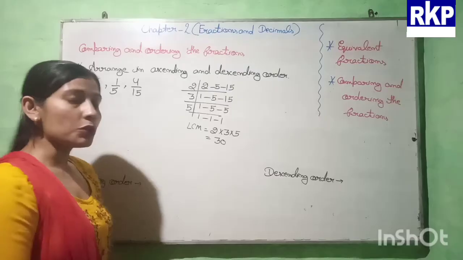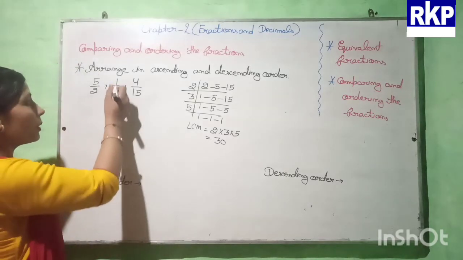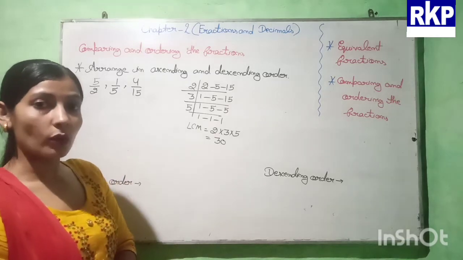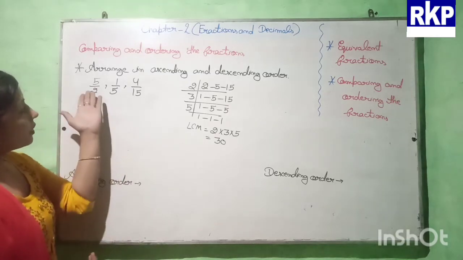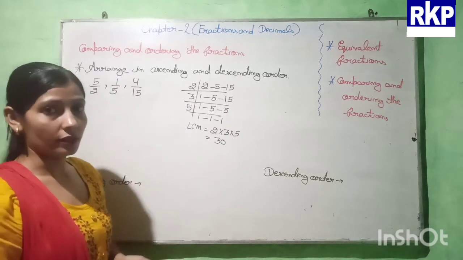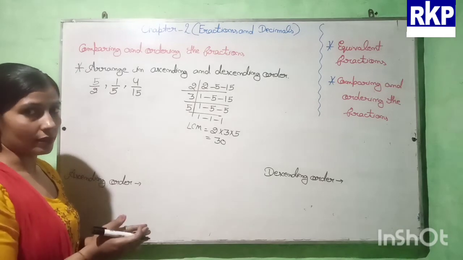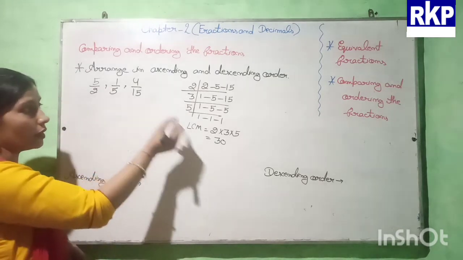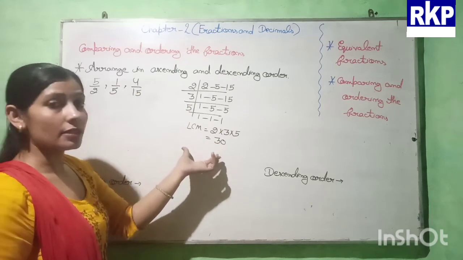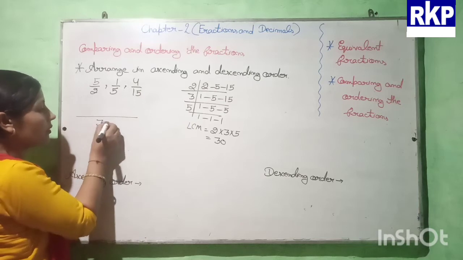descending order. Students, let us take one more example. Here we have to arrange 5 by 2, 1 by 5 and 4 by 15 according to ascending and descending order. Okay. So here also, beta, numerators are different and denominators are also different. So here also we have to find the LCM of the denominators. Here I have already written the LCM, and that is 30. So now what we will do, here we will write 30.